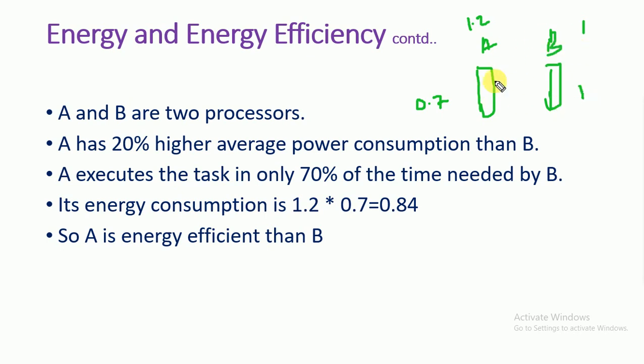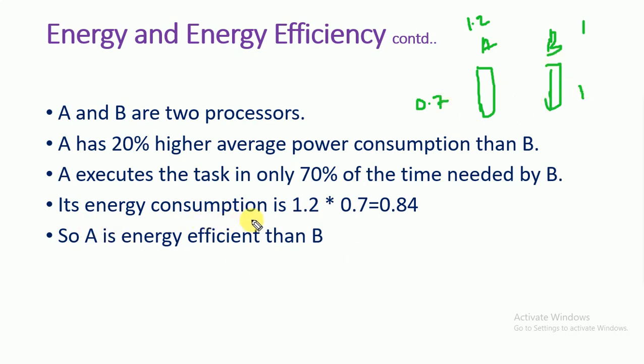Okay, so just for a comparison, we are taking two constraints. One is the power consumption. Here it is 1, here it is 1.2. One is consuming more power, the other is consuming less power. Now the time taken for a task by B is 1, but for the same task A takes only 0.7. For example, we are considering these two points of two different processors.